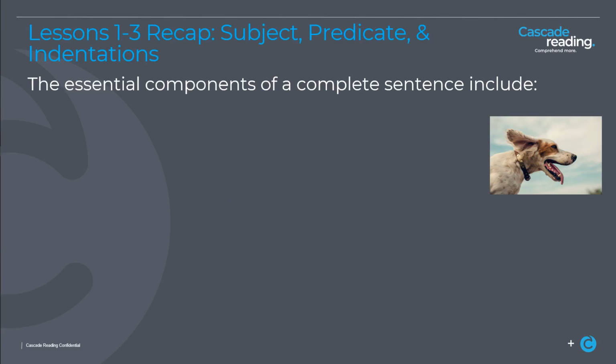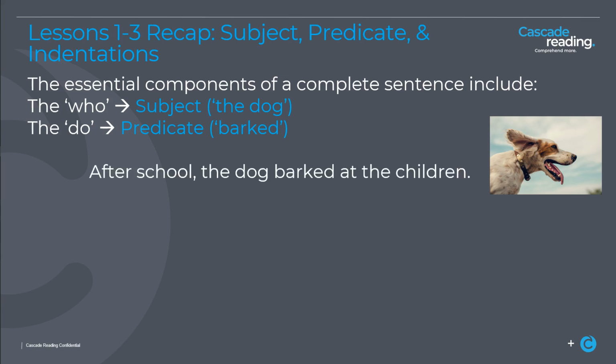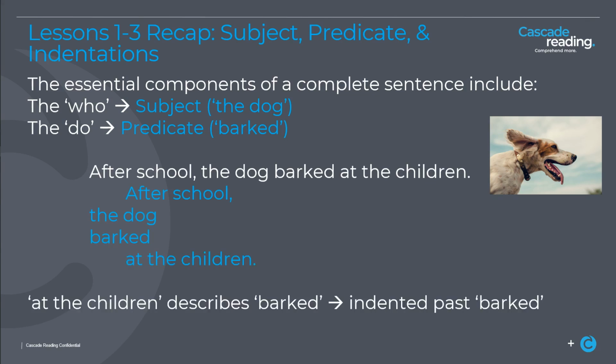The essential components of a complete sentence include the who, or the subject of the sentence, and the do, or the predicate of the sentence. So in the sentence, after school the dog barked at the children, the subject of the sentence would be the dog, and the predicate of the sentence would be barked. At the children describes barked, and that is why it is indented past the word barked in the cascaded version of the text above.